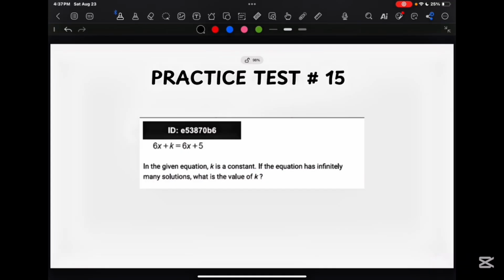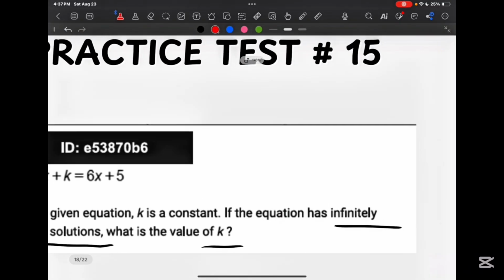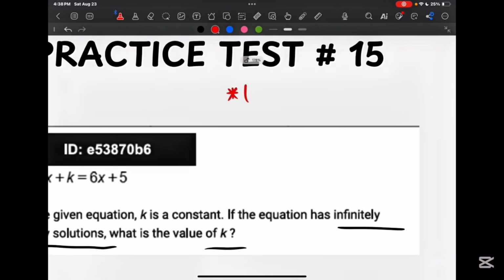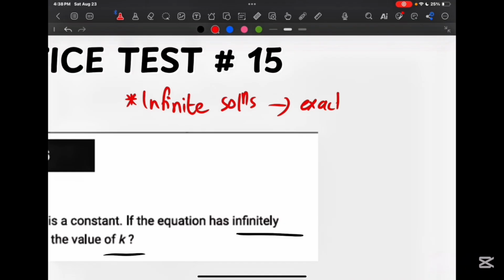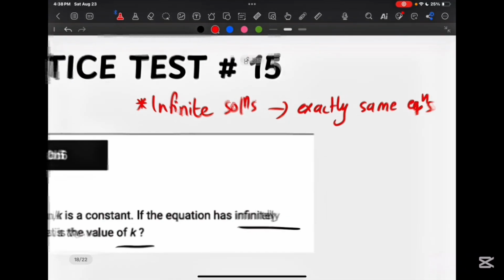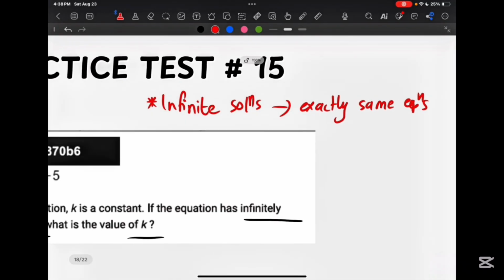Now 6x plus k equals 6x plus 5. In the given equation, k is a constant. If the equation has infinitely many solutions, what is the value of k? Okay, so before solving this question, you need to know a few basics. If something has infinite solutions, it basically means that they are exactly the same equations. So if there are 2 equations and the question is saying that they have infinitely many solutions, it basically means that both the equations are exactly the same.